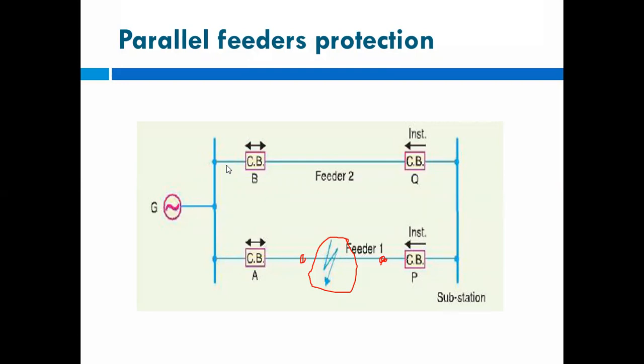The first path will be from the generating station to A, to this point, right? Using this path, the supply will be given. Similarly, the supply will be given to this end also, from the generating end to B, to Q, and then to P, and then to this point. In this way, we can give supply there.